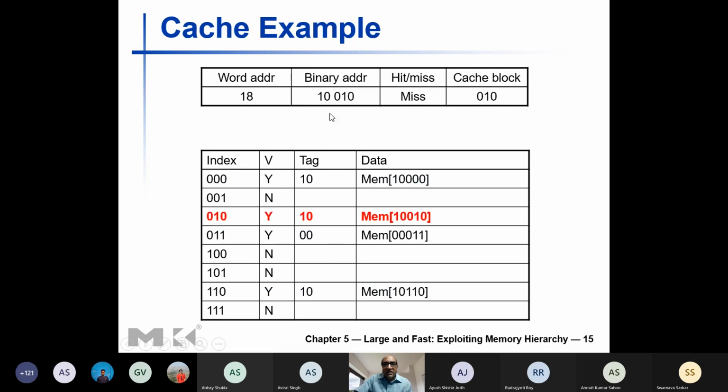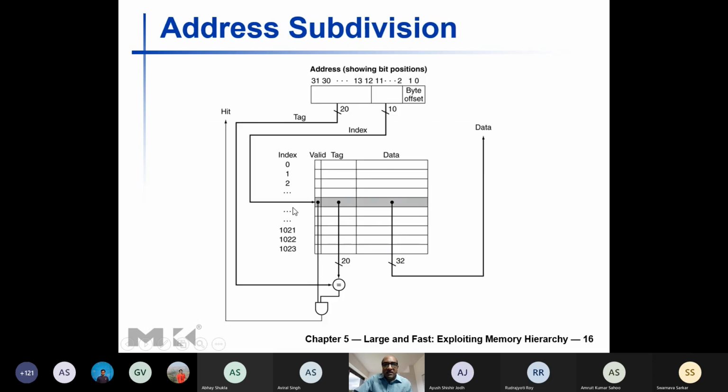This was illustrated here, and this was the architecture, the overview of the cache. Given the physical address, how do you first search the cache entry, to find whether the desired word, the required word, is present in the cache or not.